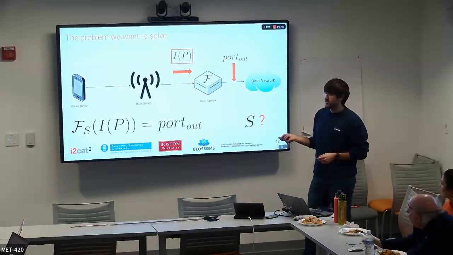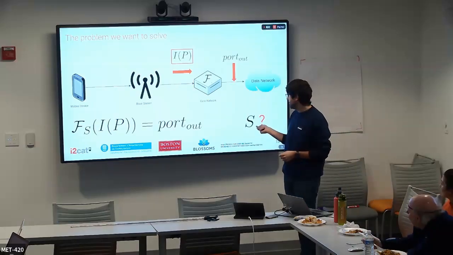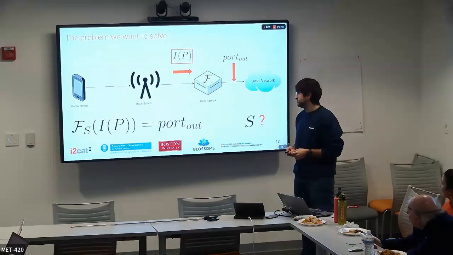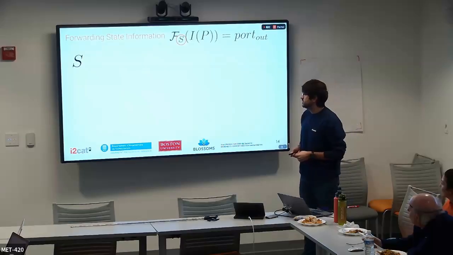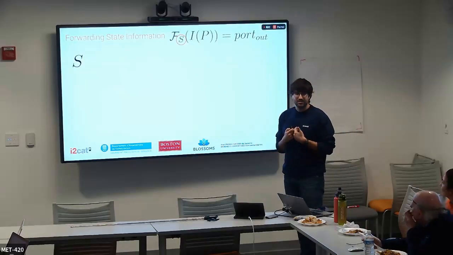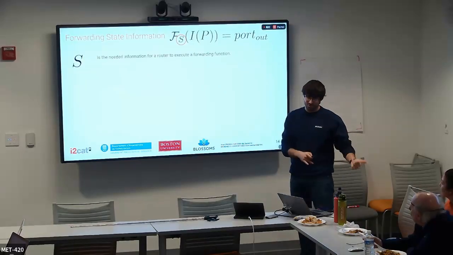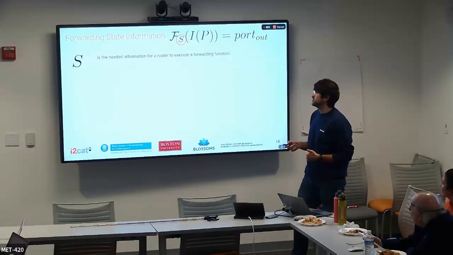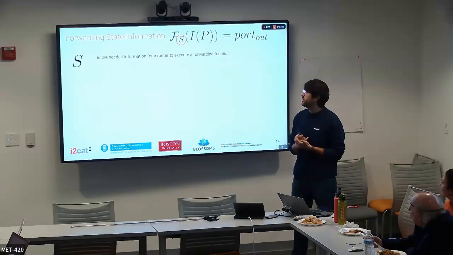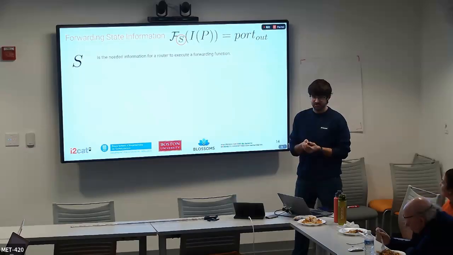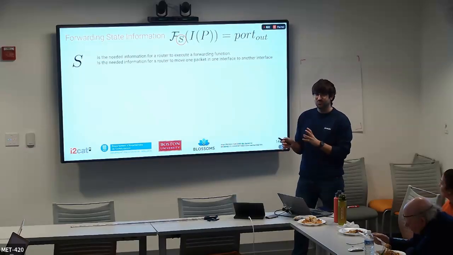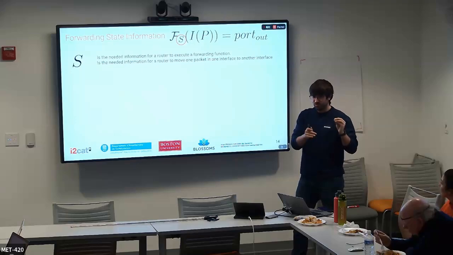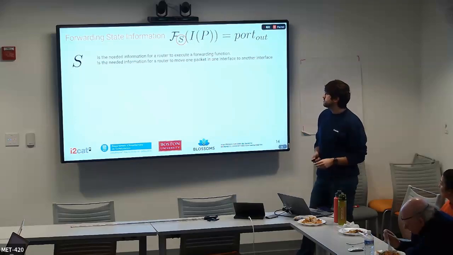But we're missing one letter here: the S. And in fact, the S is the actual problem we want to look at. So S is the forwarding state, the information needed by the forwarding function. What does it mean? It's the information a router needs to execute the forwarding function. In other words, it's the information needed for moving one packet from one interface to another interface.